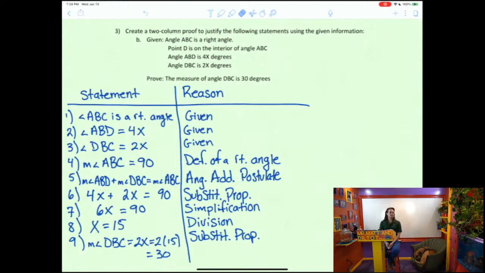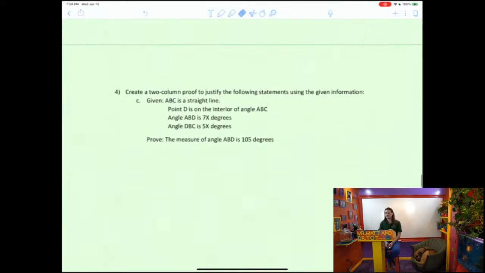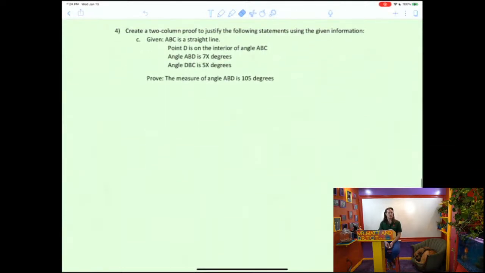Number 4 is going to be similar to the others, but remember that a straight line consists of a total degree measure of 180 degrees. So anytime that there's a straight line, you will have 180 total degrees, and any angles that make up that straight line are supplementary to each other. So supplementary means they add together to 180. Complementary means they're added together to get to be 90.